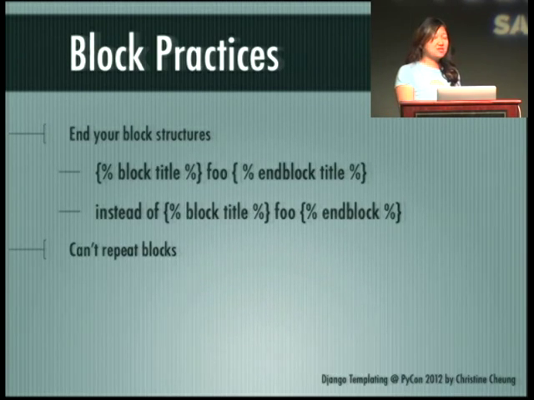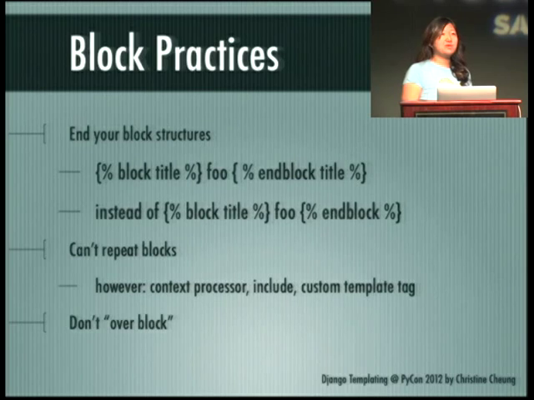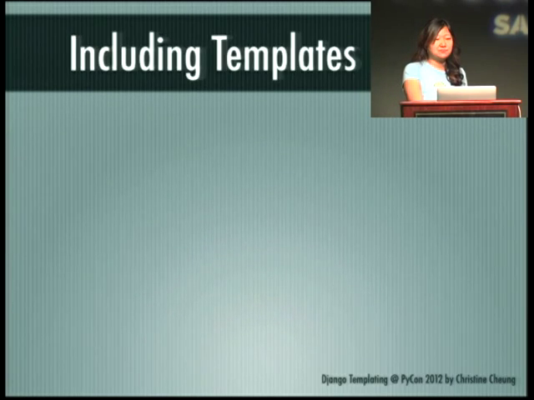So if you have a section that you want to repeat, think of doing it in another way: a context processor, an include, or write your own custom tag. And don't overblock, meaning only write a block tag if you really need it. Sometimes people may go crazy saying, oh, here's a header, I'll make block header, I'll make block footer, I'll make block content, block widget, and then soon you'll have more code to deal with, even if you're not using it dynamically.